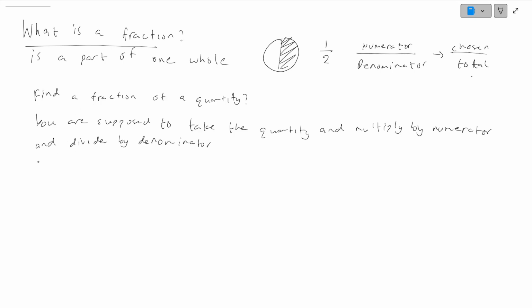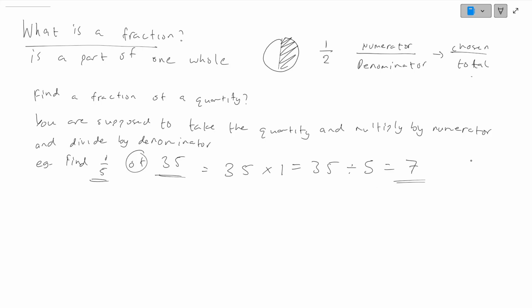Let us see this with an example. So if you're told to find 1/5 of 35, you're finding a fraction of a quantity. The way we do that is we take the quantity, multiply it by the numerator, which is 1 in this case, and then divide that. So we divide 35 by the denominator, which is 5. And that will give us the answer of 7. Therefore, 1/5 of 35 is equal to 7.